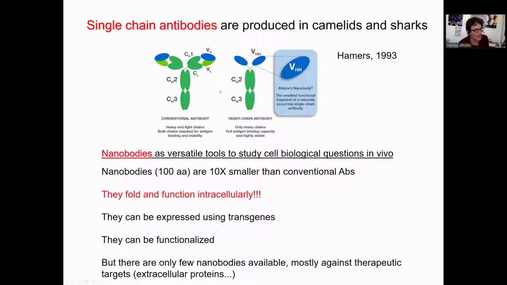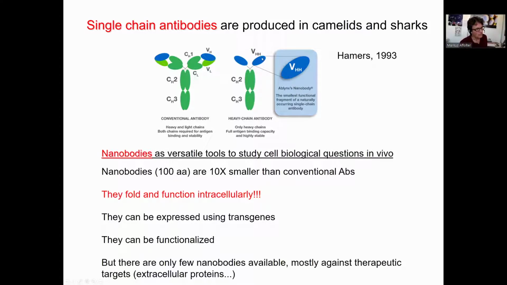Anyhow, it turned out that camels have normal antibodies like everybody else, but they also have these single-chain antibodies, published in 1993. First, the only organism. Later, some sharks were shown to also have these antibodies. We only have these here. But camels, for a reason we don't know, have antibodies that make only a heavy chain. It is due to a splicing mutation that results in this thing not being able to recruit a light chain.